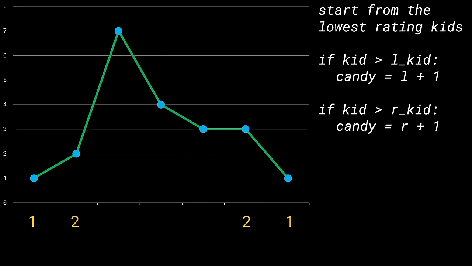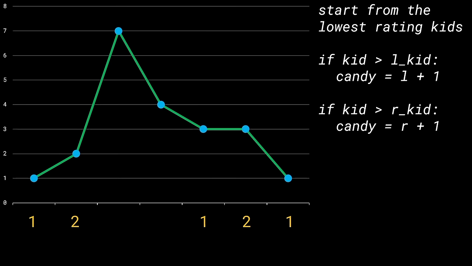What about the second 3 kid, which is present towards the middle? Well, we'll ask the same question. Hey, is this kid having a higher rating than the kid on its left hand side? No. Is this kid having a higher rating than the kid on the right hand side? Well, no, again, it is equal, but it's not greater, which means that we can go ahead and assign it the default value of 1. We basically undercut this kid. Okay, that's the raw explanation.